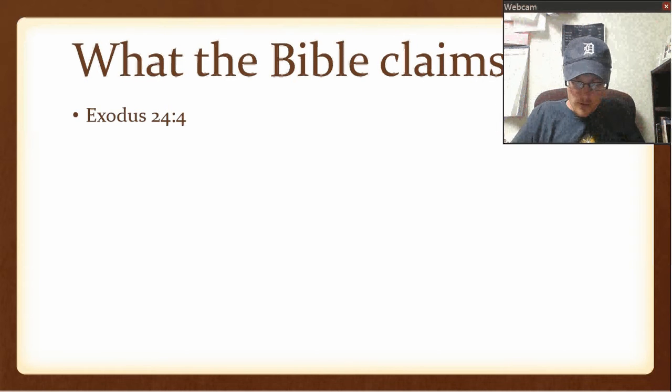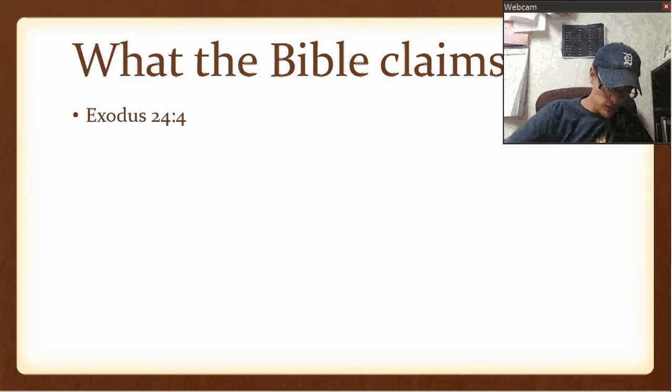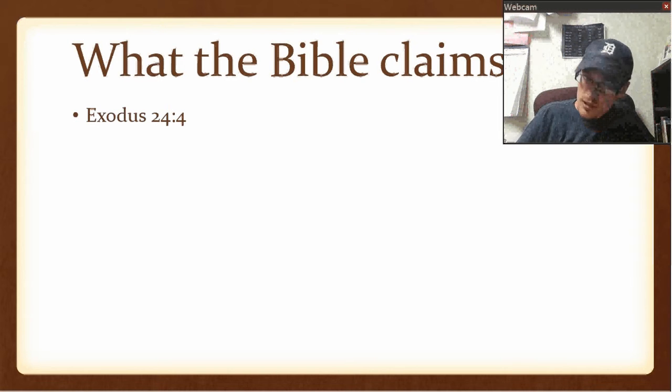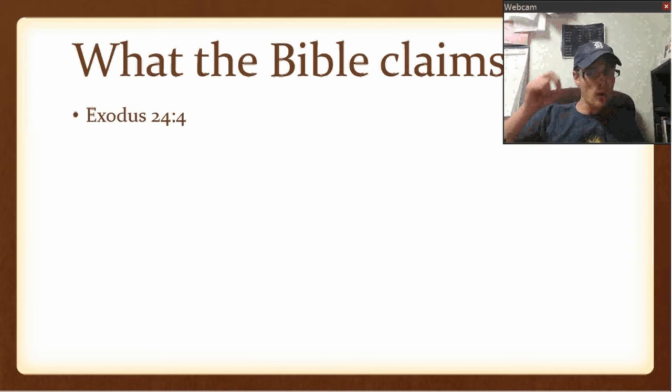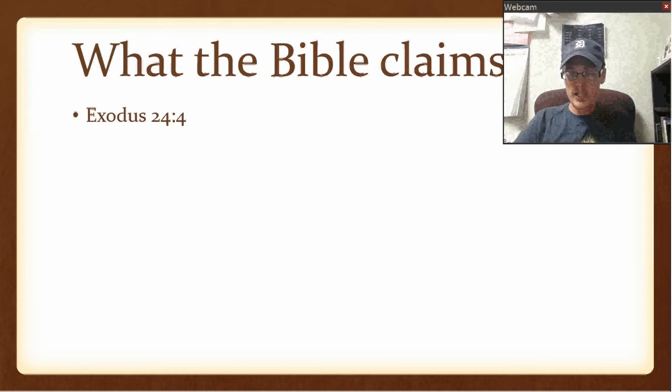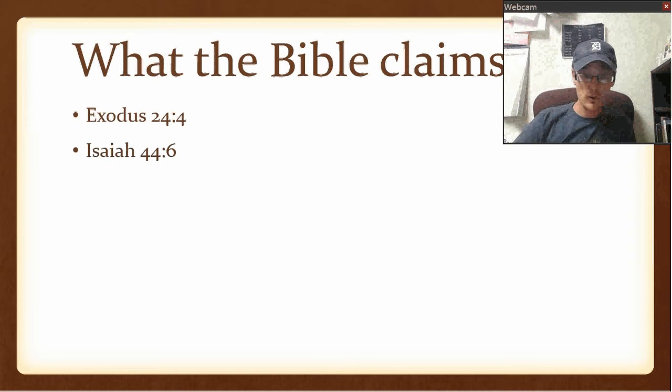Exodus 24:4. This is what the Bible claims to be of itself, not what people make it out to be. This is what the Bible itself claims. Because when we're looking at the Bible, it's important to think, what does the Bible say it is? Exodus 24:4. And Moses wrote down all the words of the Lord. He rose early in the morning and built an altar at the foot of the mountain. Moses wrote all the words of the Lord. So what we're reading in Genesis, Exodus, Leviticus, Numbers, Deuteronomy, those are the words of the Lord.